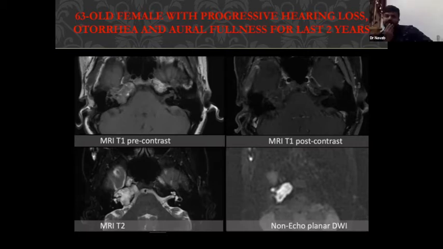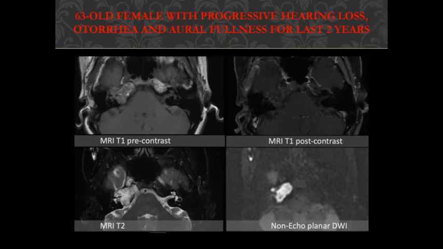What is the appearance in T1, T2, and diffusion restriction? I already mentioned the patient has otorrhea. This is a case of chronic otitis media, the unsafe variety. So what will be your diagnosis? Cholesteatoma. Yeah, very good. Very good.